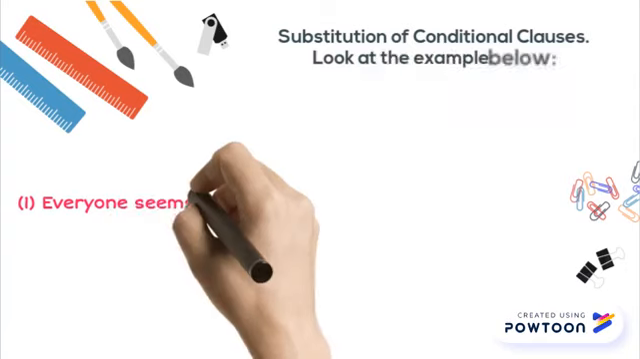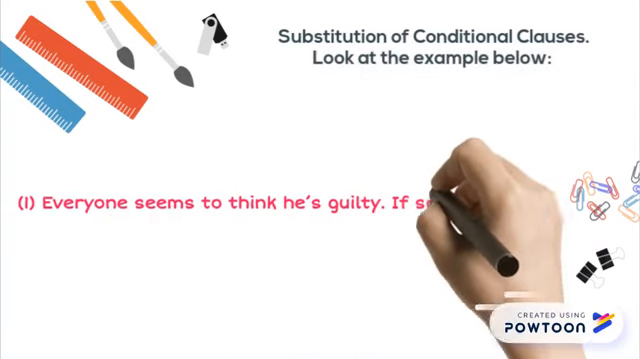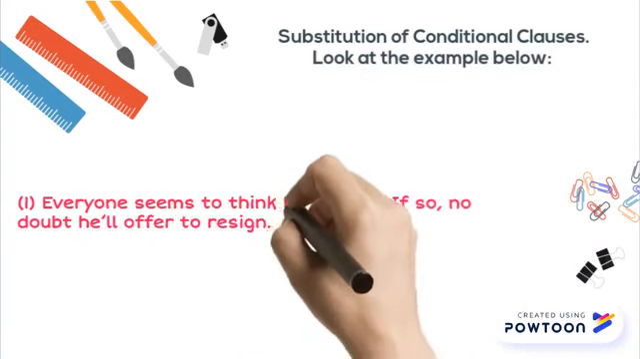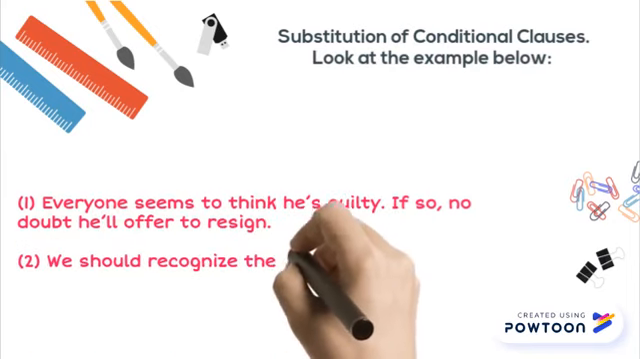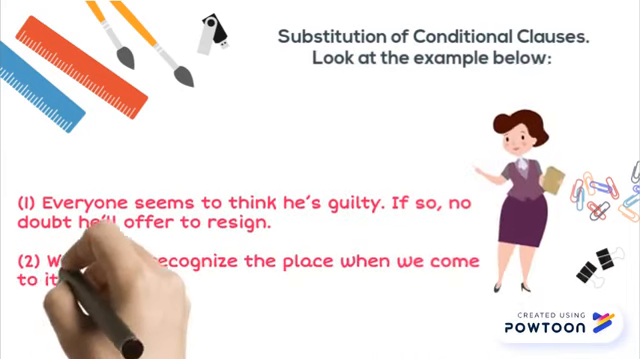Look at the example below. 1. Everyone seems to think he's guilty. If so, no doubt he will offer to resign. 2. We should recognize the place when we come to it.